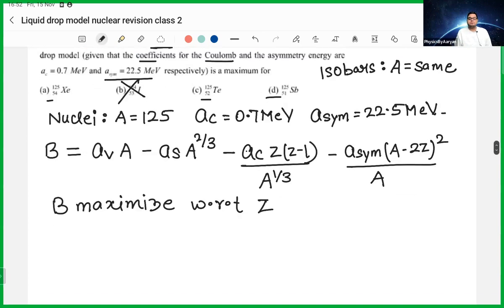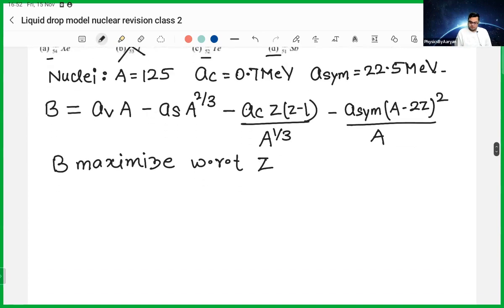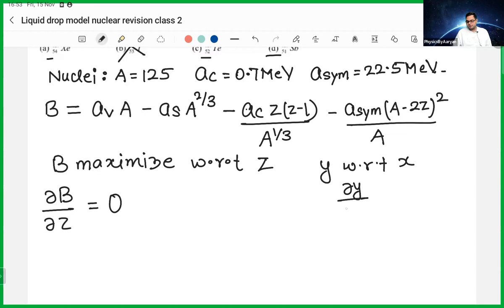So we want to maximize B with respect to Z, and whenever we have to find a maximum or minimum, we do dB/dZ equals 0. Okay. So this is how we find the maximum. Whenever we have to maximize y with respect to x, we say the derivative of y with respect to x is 0. Okay. So let's do that.